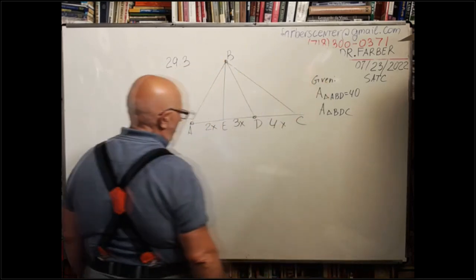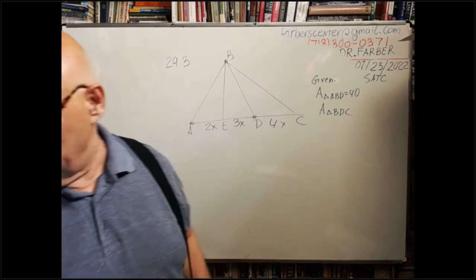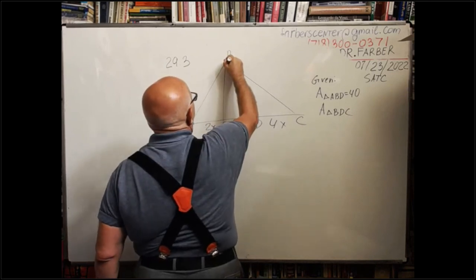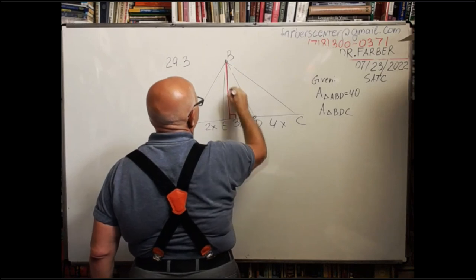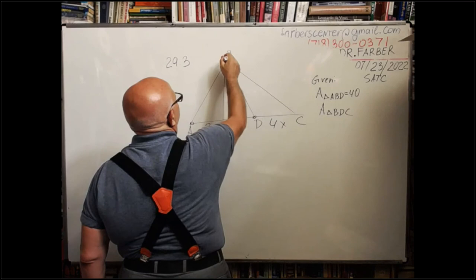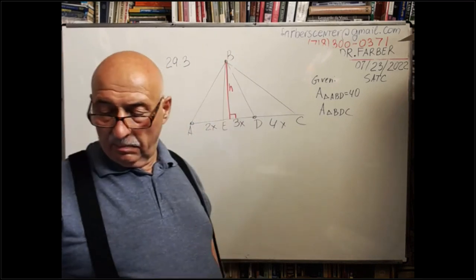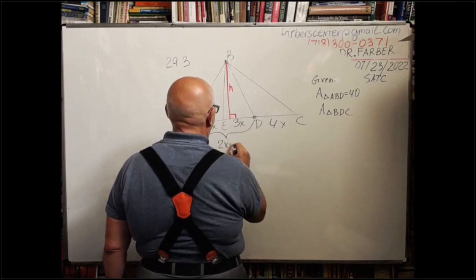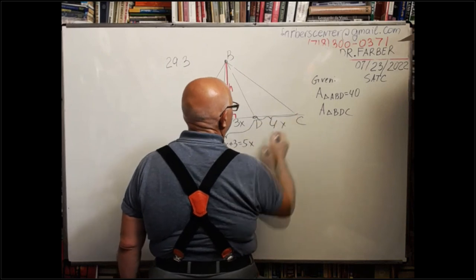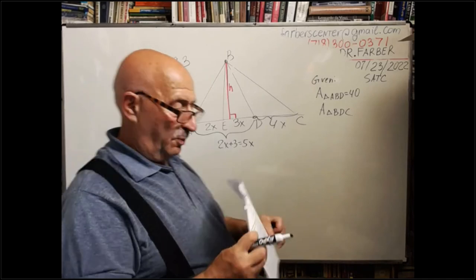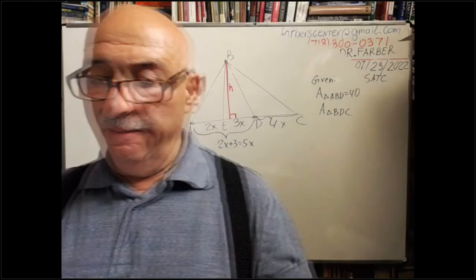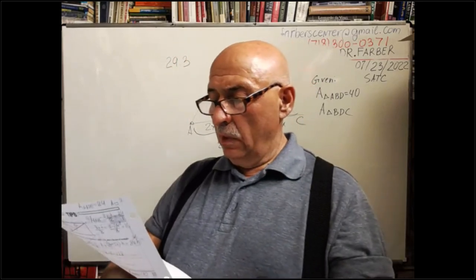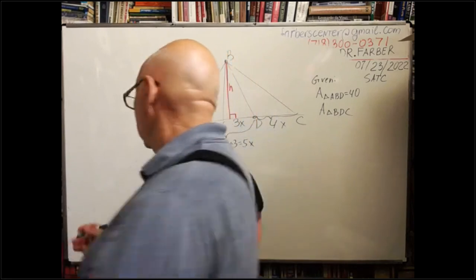Keep in mind, if I make a perpendicular here, I use a different color. According to this topic, we use triangles with the same height. This height is for all areas, because they have common vertices. The base of ABD would be 2x plus 3x, which is 5x, and this is 4x. According to this property, which you studied at the beginning and I highlighted for you, it's very important. You can solve it a different way, but this is the fastest way. What is written here? For triangles with the same height, if the ratio of the sides is A to B, then the ratio of areas is also A to B. So based on this, you can do it in one line.